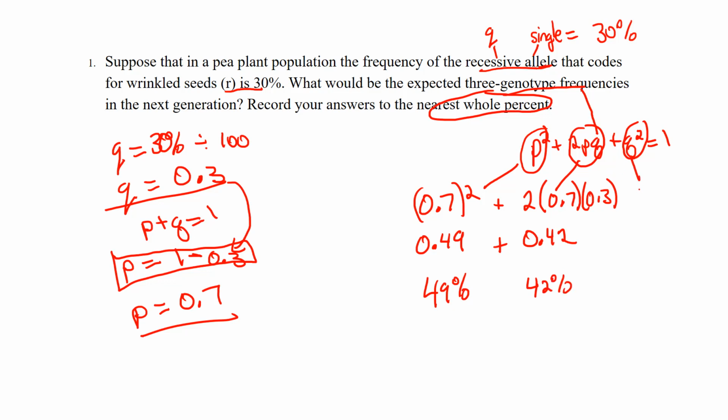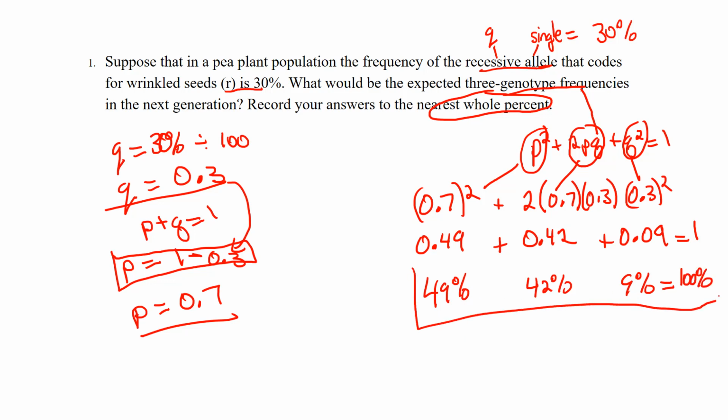And the last one, q squared, so 0.3 squared, turns out to be 0.09, or 9%. So what we said is that if you add up all of these decimals, they should come up to 1 or close to it, because you've got to remember sometimes we're rounding off in questions. Or if you add up these percentages, they should come up to 100%, and we know we've done this correctly. So that is your three genotype frequencies for this question.